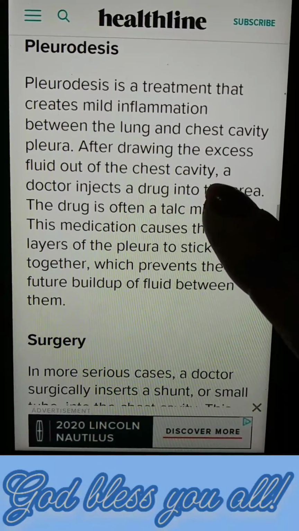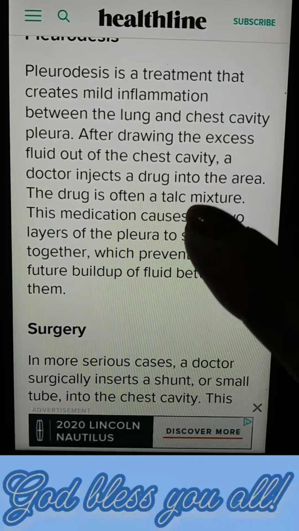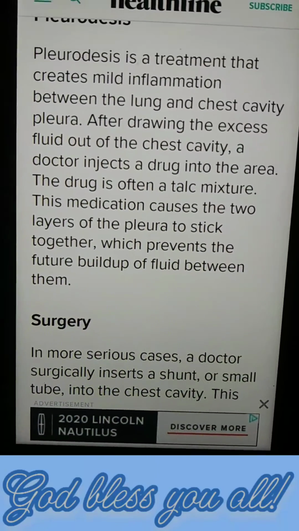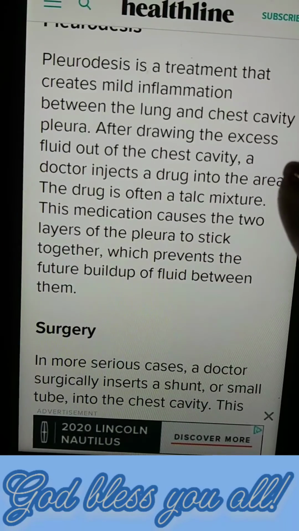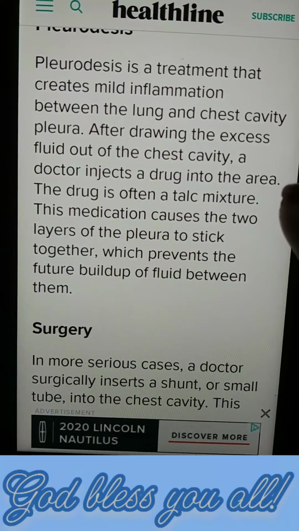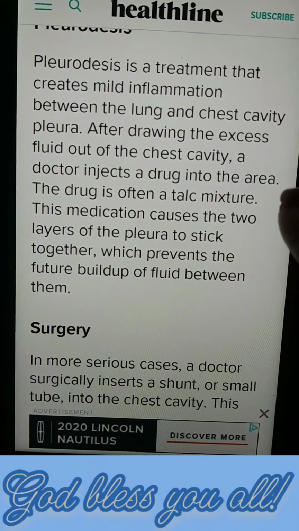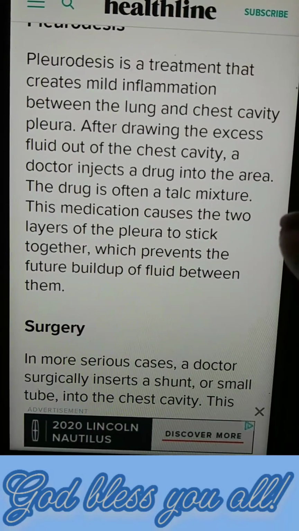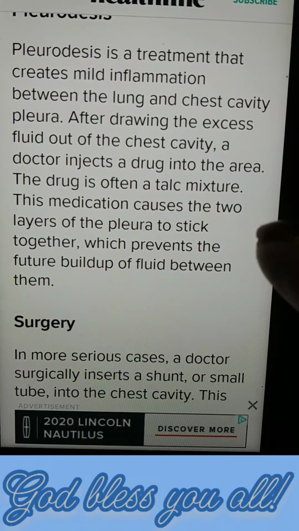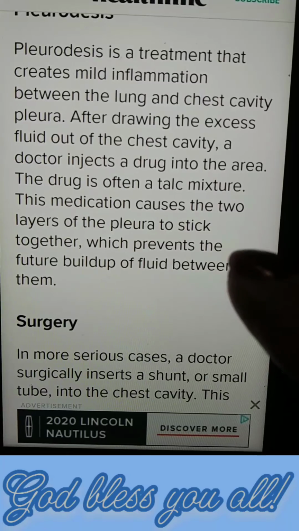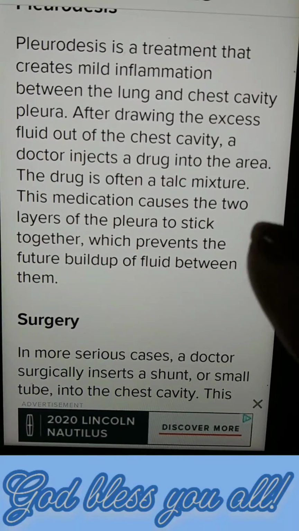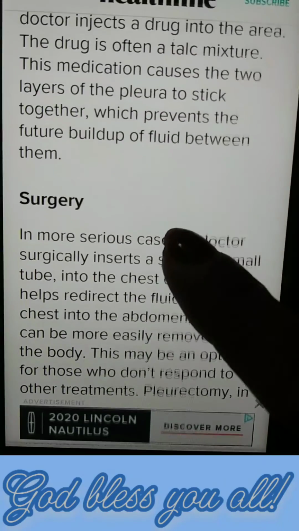pleurodesis. Pleurodesis is a treatment that creates mild inflammation between the lungs and chest cavity after draining the excess fluid of the chest cavity. A doctor injects a drug into the area. The drug is often a talc mixture. This medication causes the two layers of the pleura to stick together, which prevents the future buildup of fluid between them.